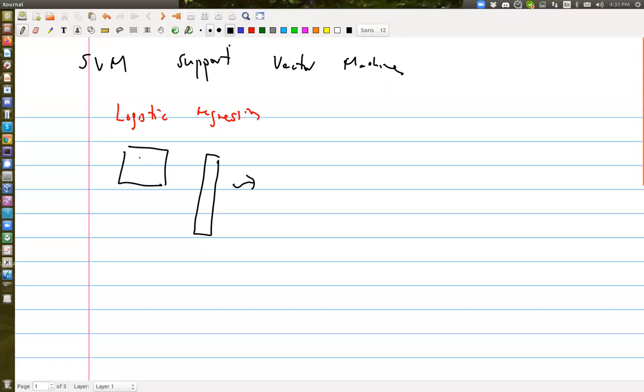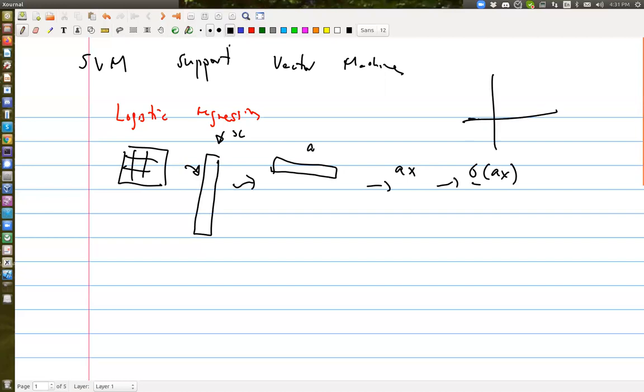Let's say I have an image first. Maybe I vectorize that into a vector. Then I go for a logistic regression. Basically, it's just a linear multiplication by a linear vector here. Let's say this is x. Let's say I have A multiplied by x, so I get Ax here, and then I have a logistic function, let's say sigma of Ax.